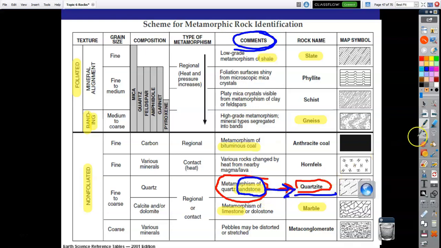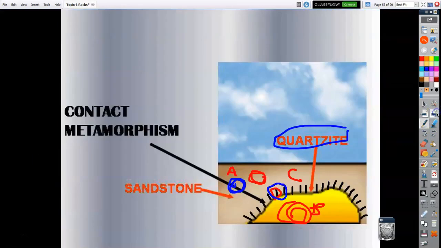So if they ask where the rock formed and what kind of rock, that's how I got D, because it's on the boundary between the magma and the sandstone. And then it's quartzite because that's what sandstone becomes. Sandstone is often called the parent rock, and this is called the daughter, or the son, the child. So you've got sandstone, and then you've got quartzite.